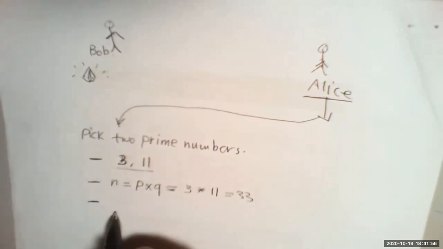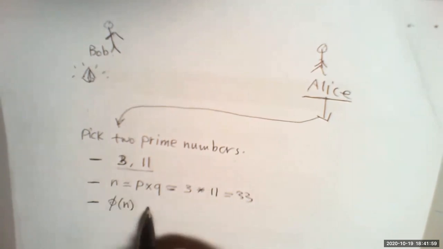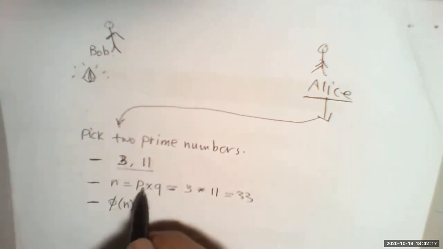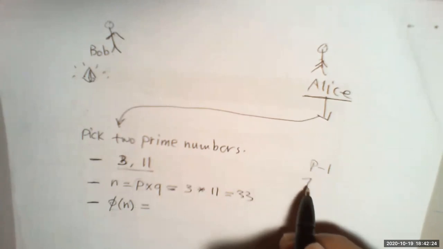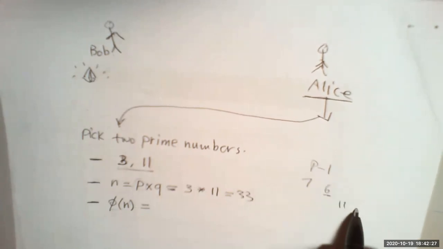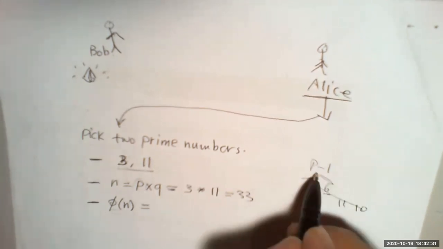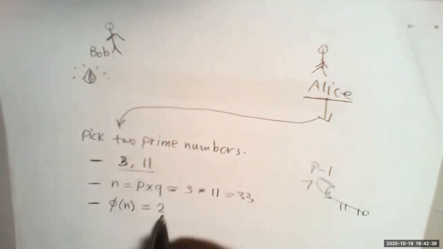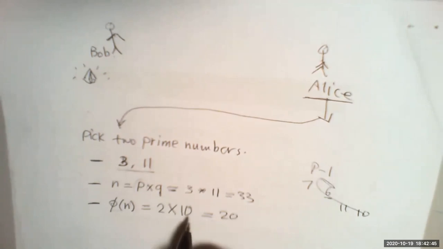The third step is to use the totient number. The totient number is how many numbers they call primitive roots of a number. Primitive roots, you will find in the number theory lecture, next lecture. Simply, if p is a prime number, it has p minus 1 primitive roots. So 7 has 6 primitive roots, 11 has 10 primitive roots, and so on. Keep it like that for now. So for p, we have 3, which has 2 primitive roots, and q has 10 primitive roots. Now we have 20, the totient of n is 20.